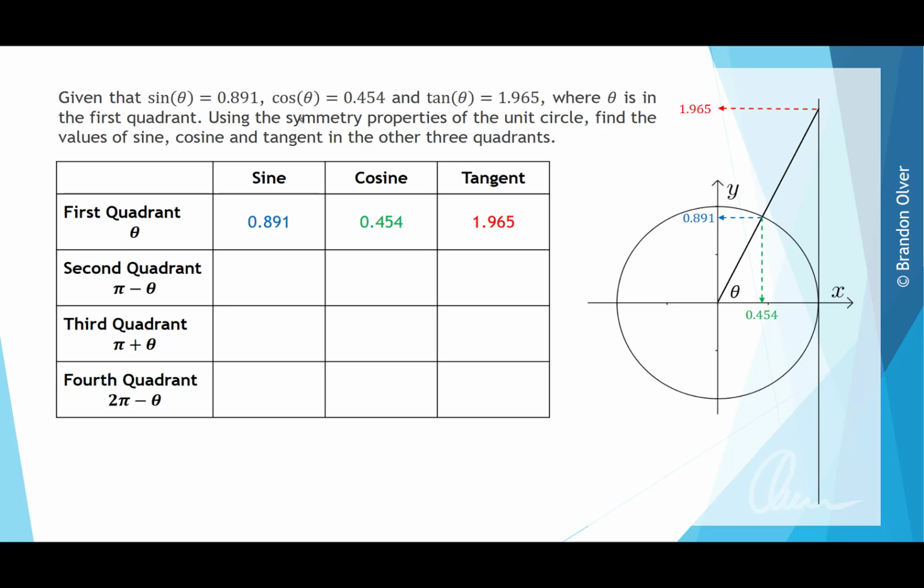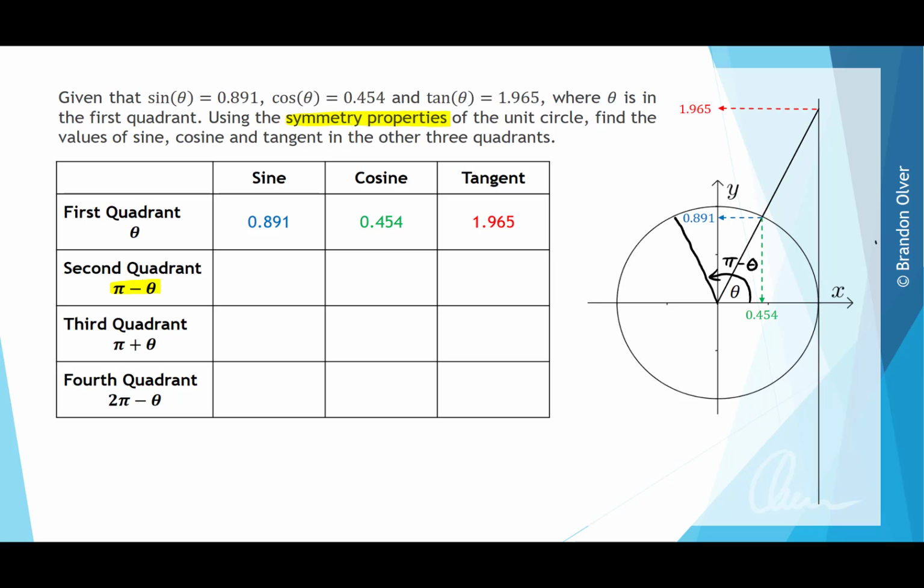Next, we need to use the symmetry properties of the unit circle to find the values of sine, cosine, and tangent in the other quadrants. So for the first quadrant, the symmetry property is just theta. And now when we move on to considering the second quadrant, it's pi minus theta is the symmetry property. So pi minus theta is going to put a line somewhere around here. And this angle from there to there is pi minus theta.